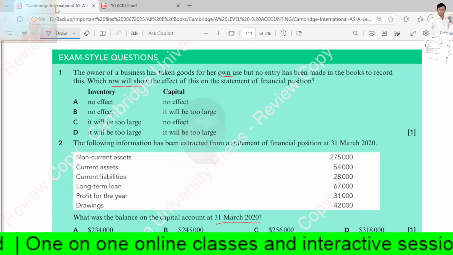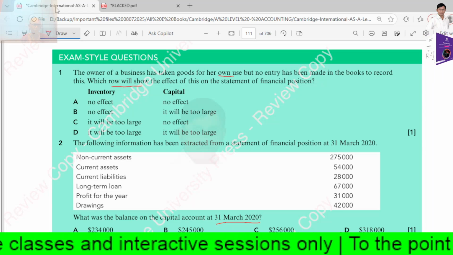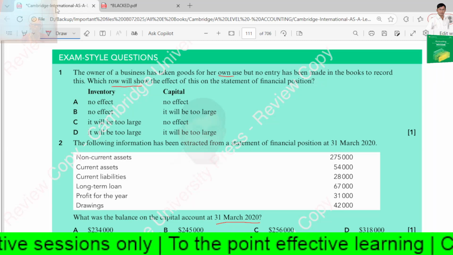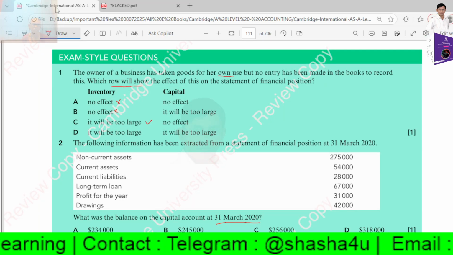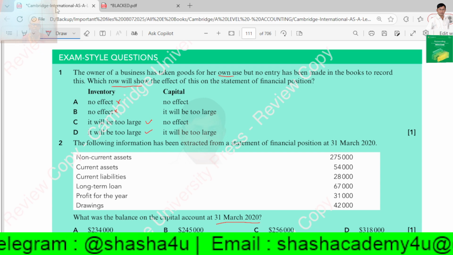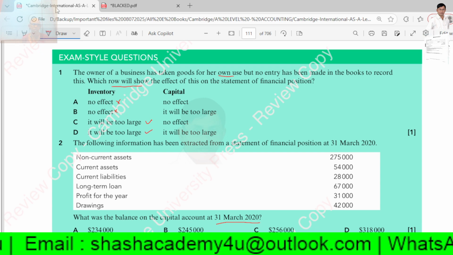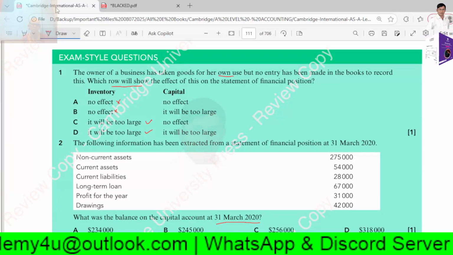So inventory will be showing more. So it is not possible. This cannot be, this cannot be, this can be, and this can be. Because you have taken out the inventory and you have not shown, so it will be showing more.